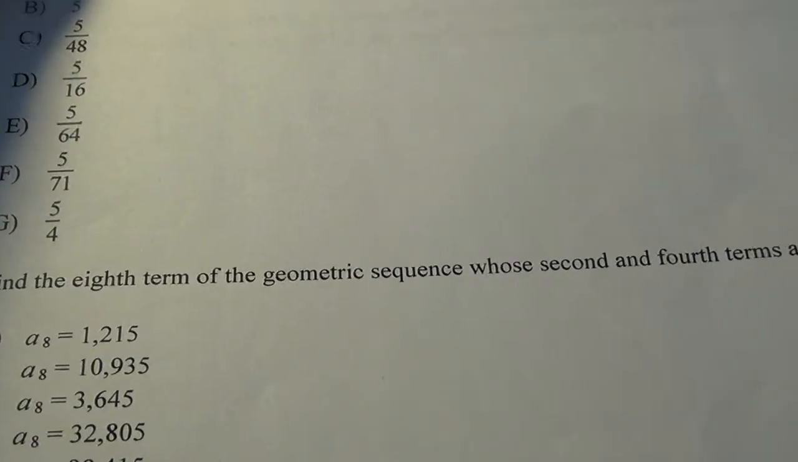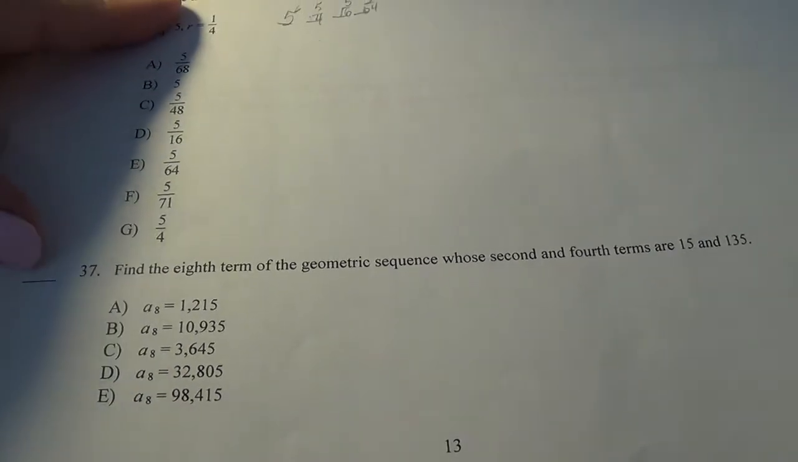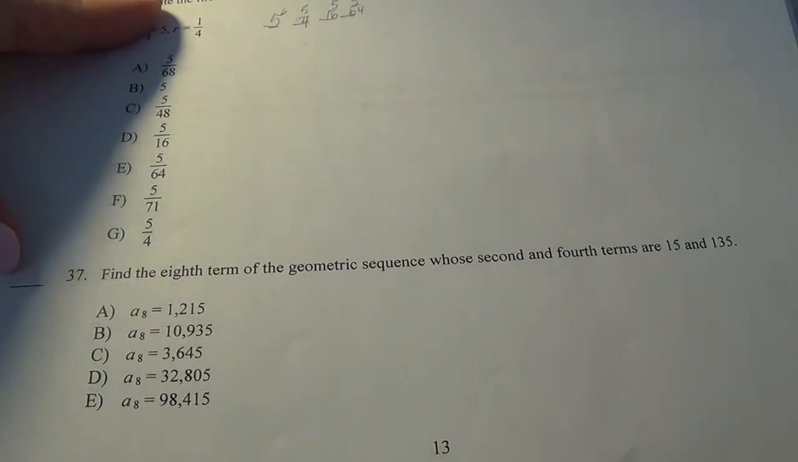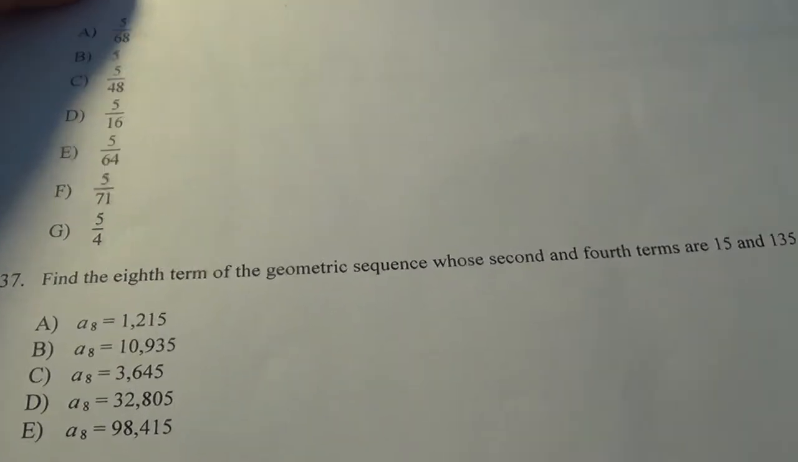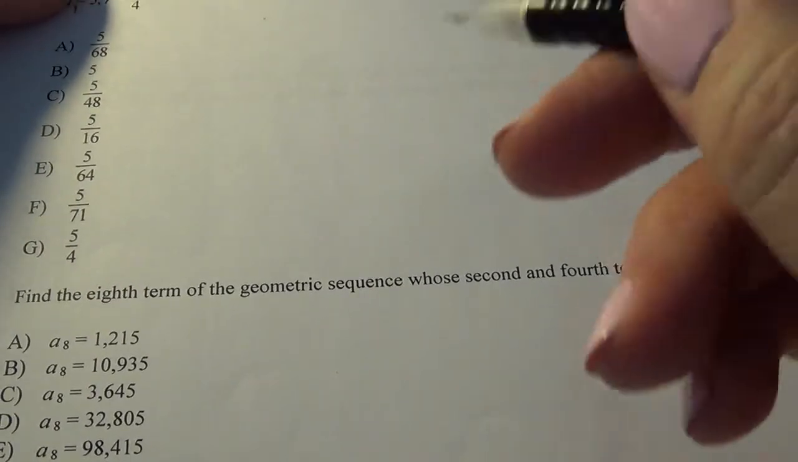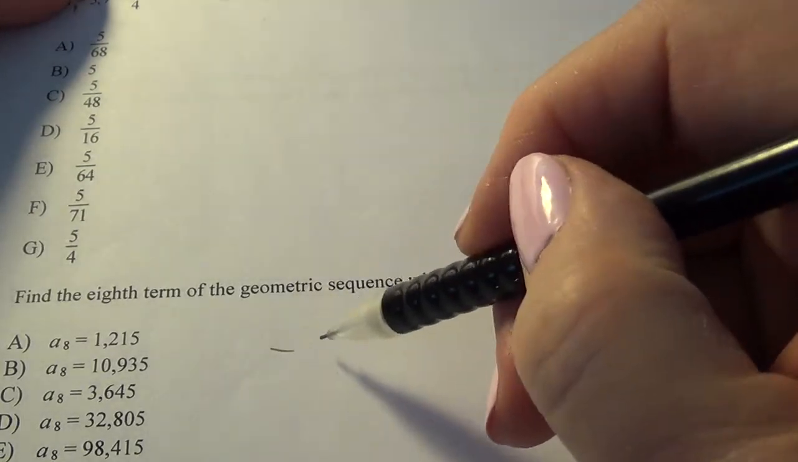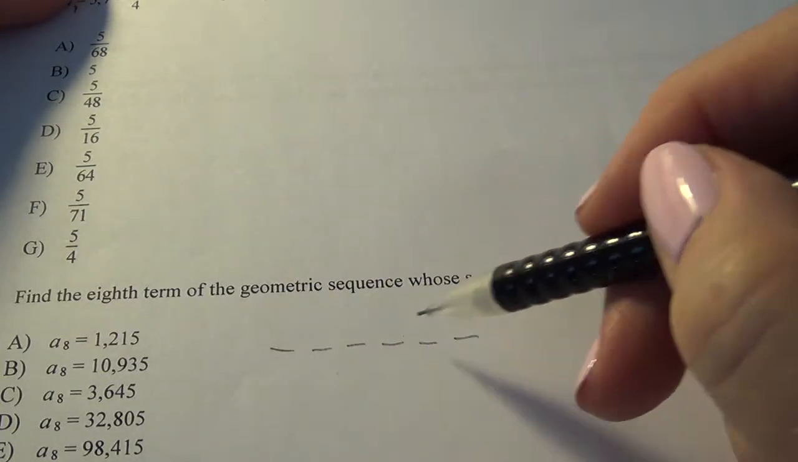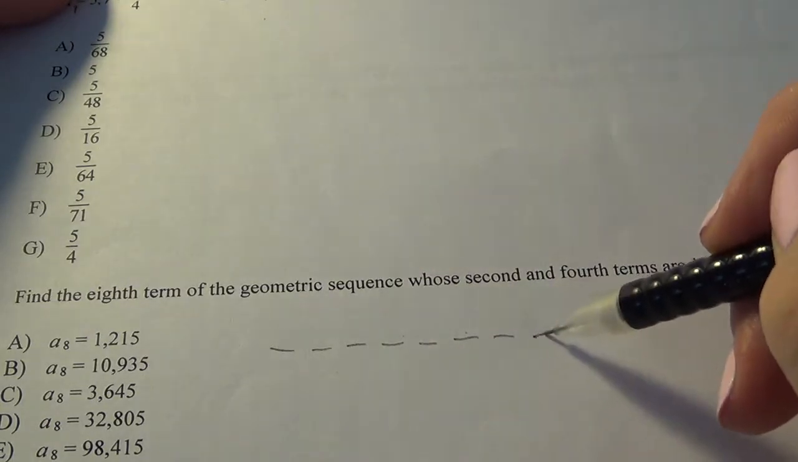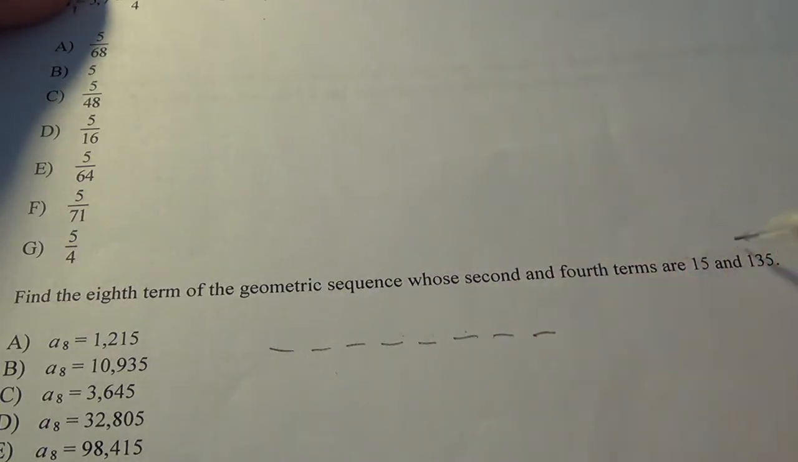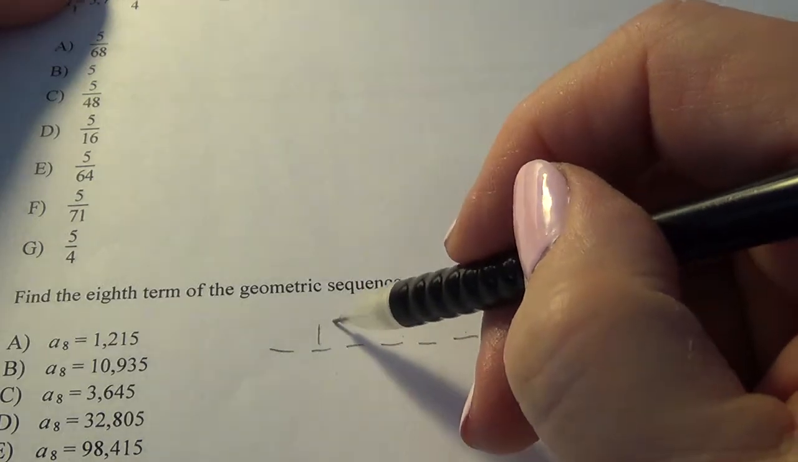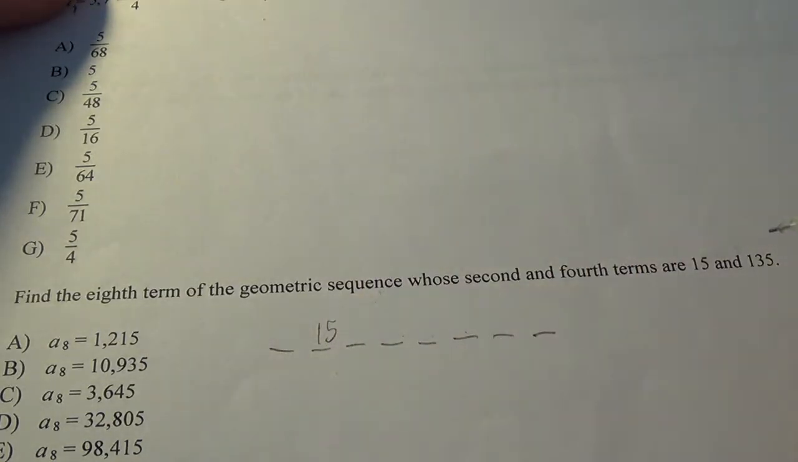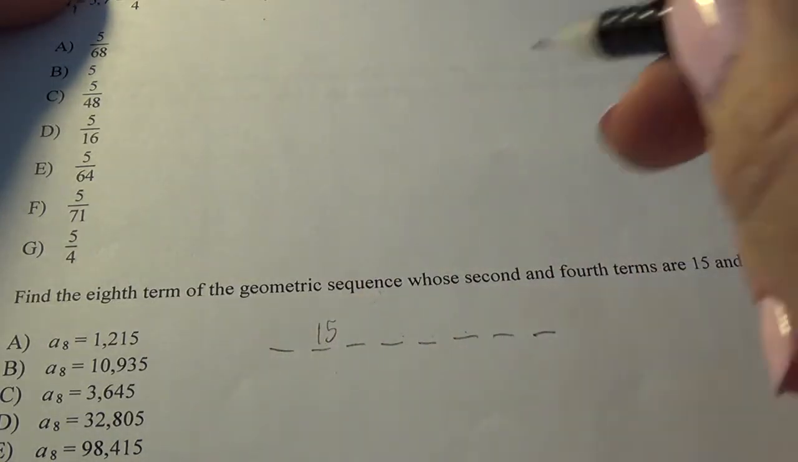Find the 8th term of the geometric sequence whose second term and fourth term are 15 and 135. So we wanted the 8th term, so I'm going to go out to that. 1, 2, 3, 4, 5, 6, 7, 8. And we know the second term is 15, and we know the fourth term is 135.